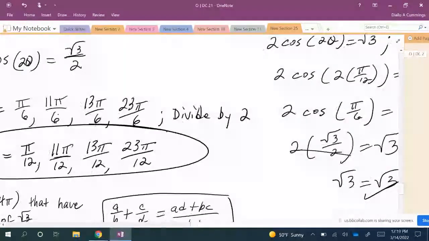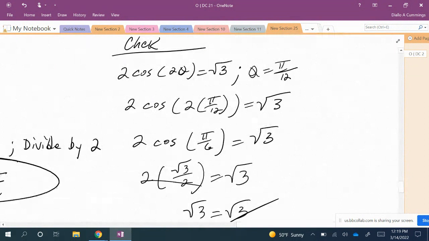All right, so I'll leave it up to you to check the rest of these: 11 pi over 12, 13 pi over 12, 23 pi over 12. They should all check out to make both sides equal the same value.